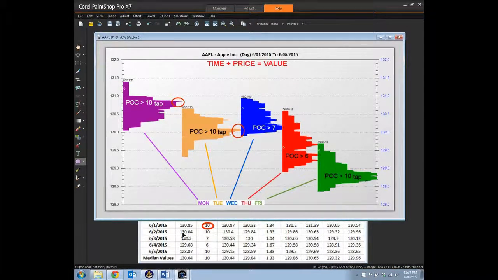There's the high volume price for the Tuesday, and that was 130.04. Then we go into Wednesday, Thursday, and there's Friday's high volume prices, and the amount of time spent at those prices also noted.